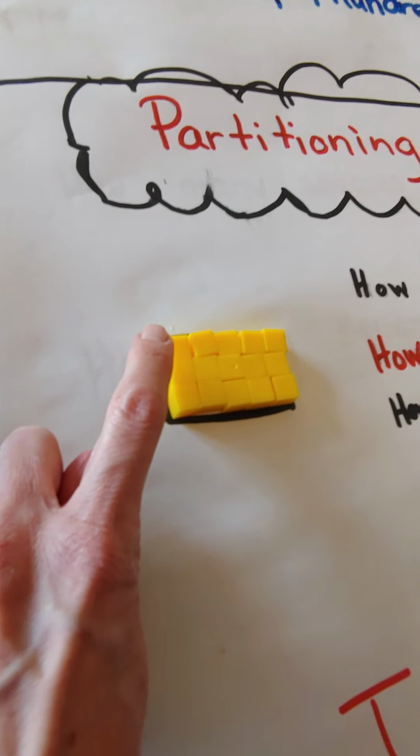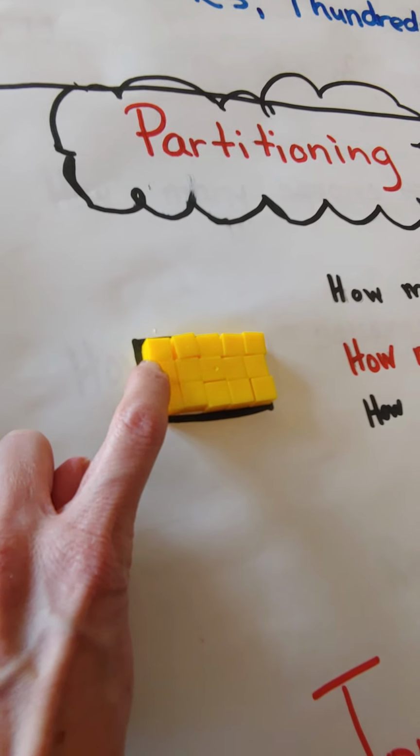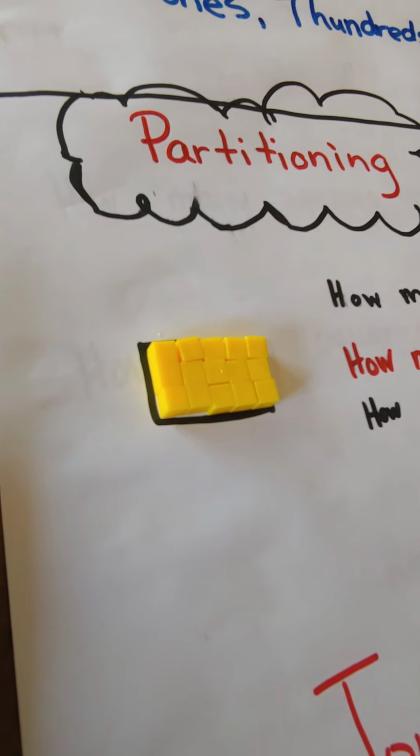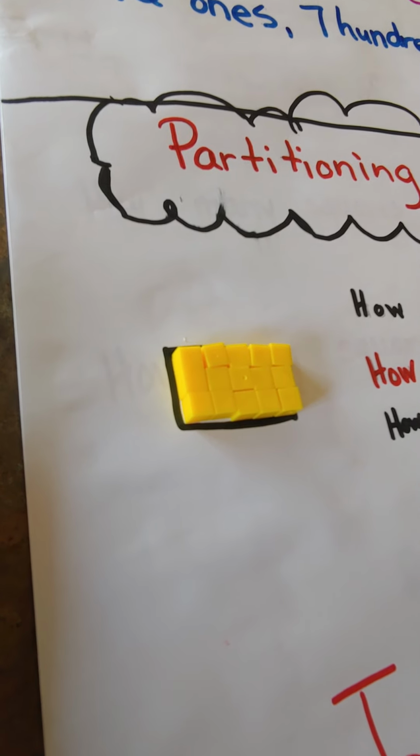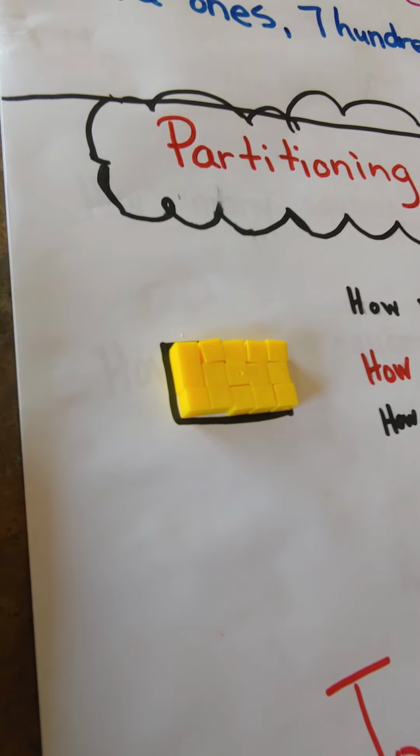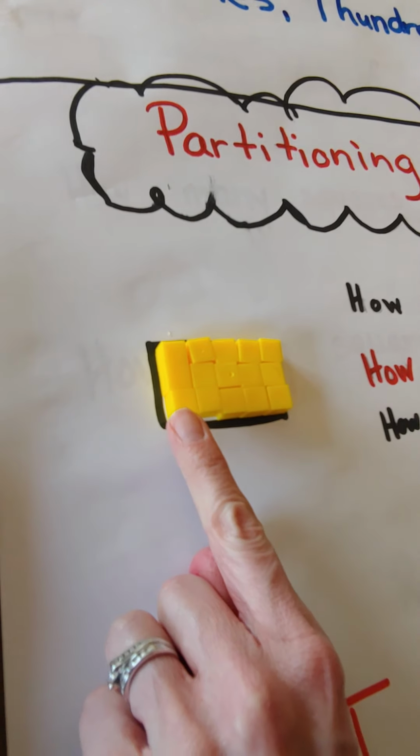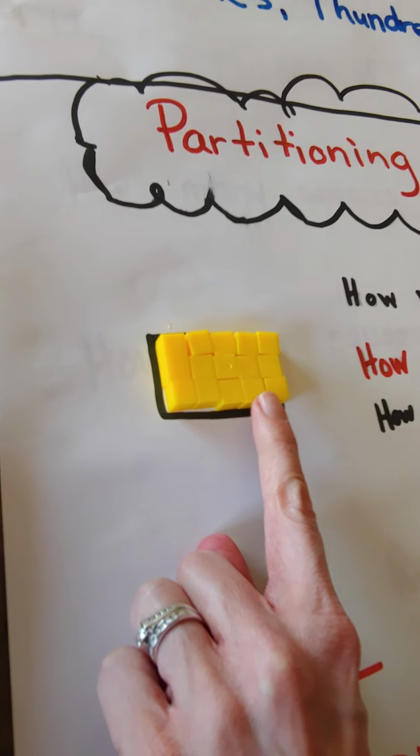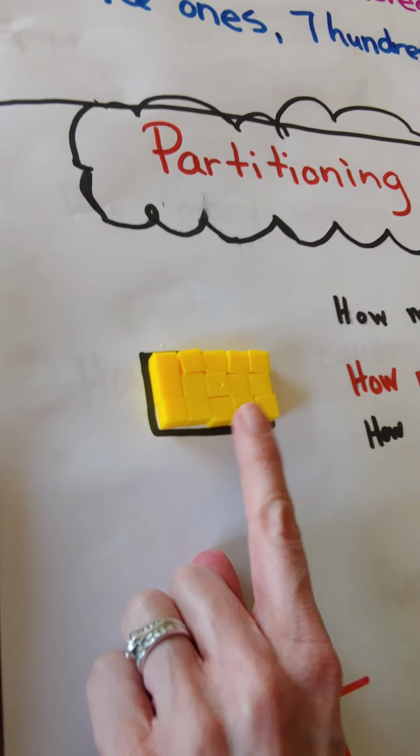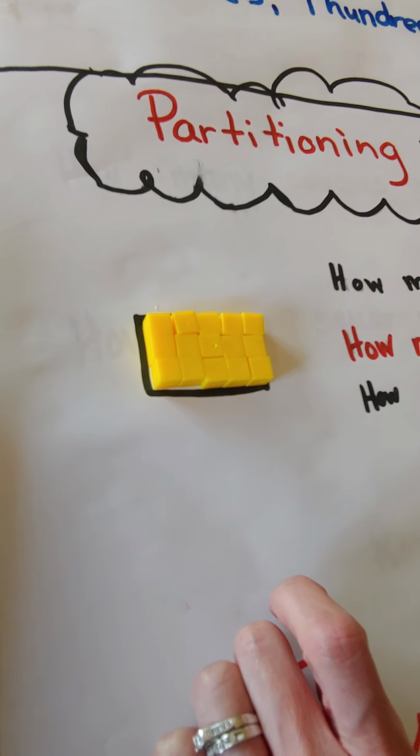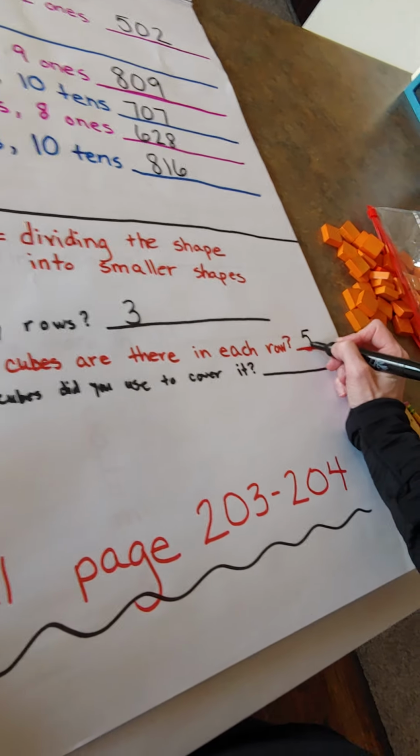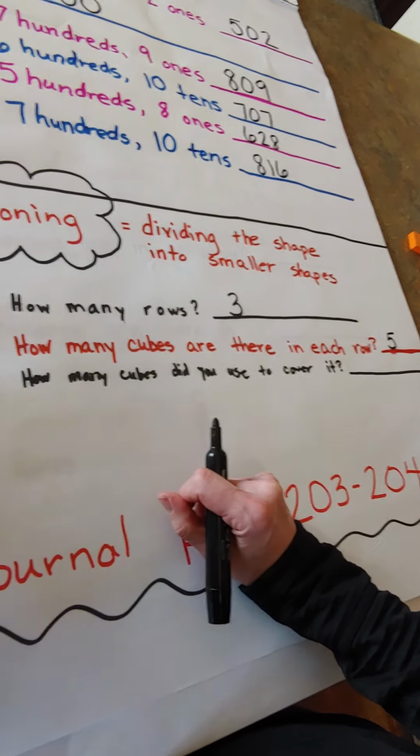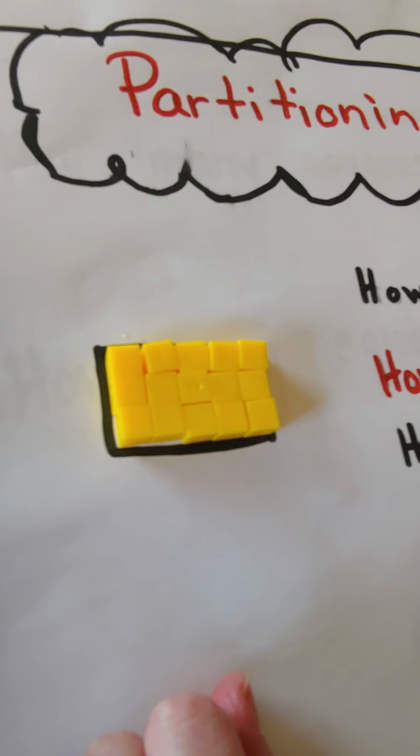Let's count those going down. 1, 2, 3. So that would be 3 rows. And how many cubes are in each row? 1, 2, 3, 4, 5. That'd be 5 cubes in each row. How many cubes did we use to cover our whole rectangle?